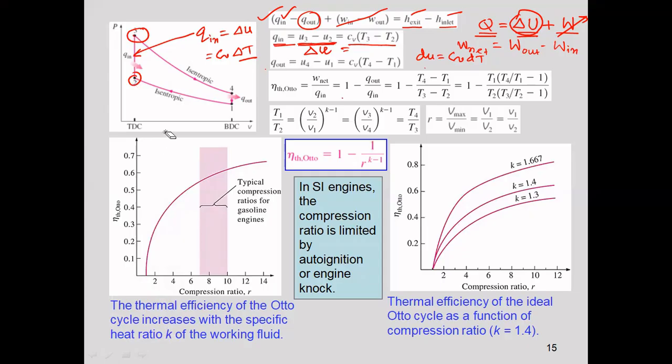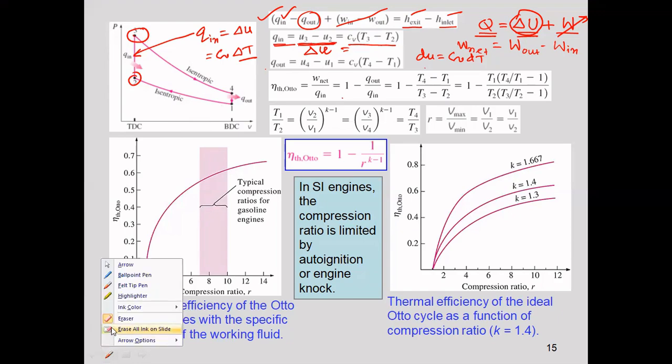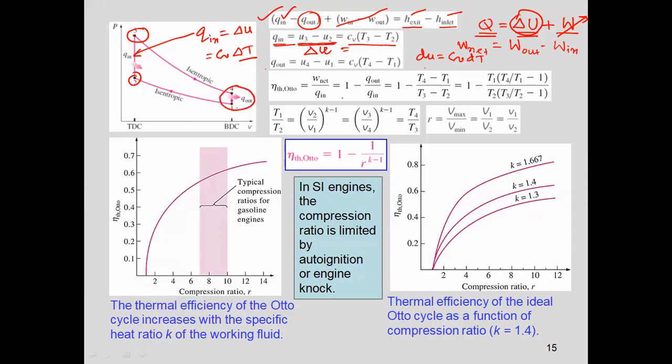Similarly, you can write Q out. What is the meaning of Q out? Heat rejection, exactly. Heat rejection. So if I try to understand the first law for this process, 4 to 1.